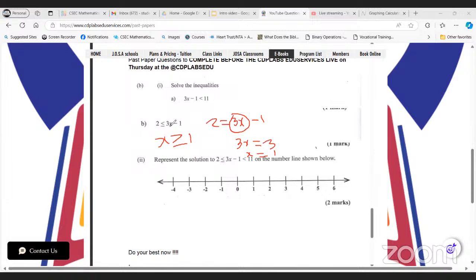3 times 2 is 6. Minus 1 is 5. So therefore, this will become 5 over here. But it is saying that the statement is greater than what is over here. Good. When you use a value higher than 1. Good. So on the graph, you saw what it meant. The region that was covered, and I will go back to that. So before we go back to that, please note that your answer is this one.